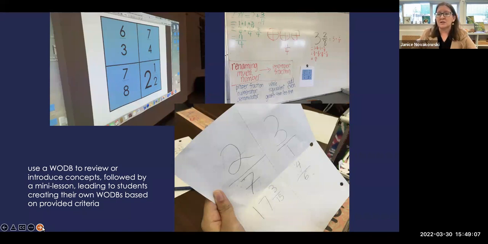And then the students worked in triads to create their own WODBs with specific criteria. So there had to be one mixed number, one improper fraction, one proper fraction, etc. And then they traded them around and had to discuss and solve each other's WODBs. And that was sort of the end of that. That was an hour or more of math around this idea of comparing and looking at fractions in different ways.